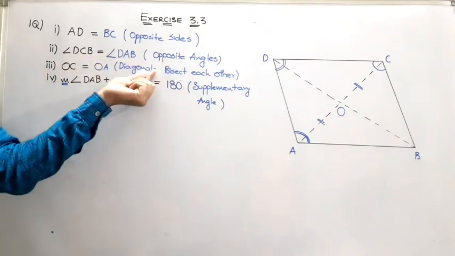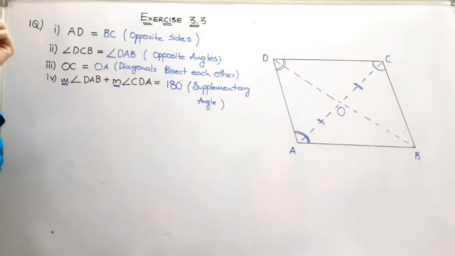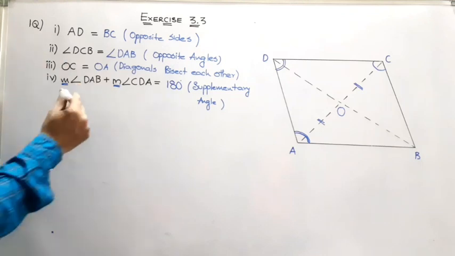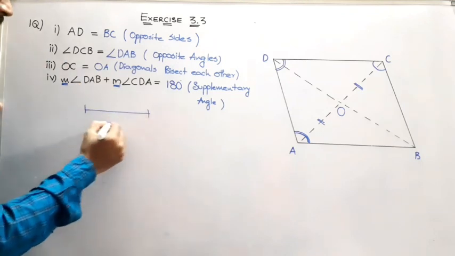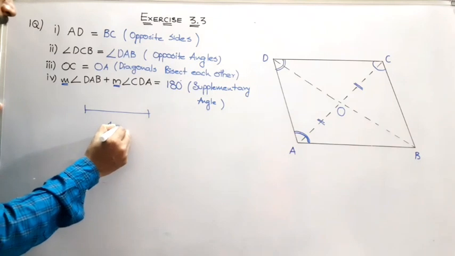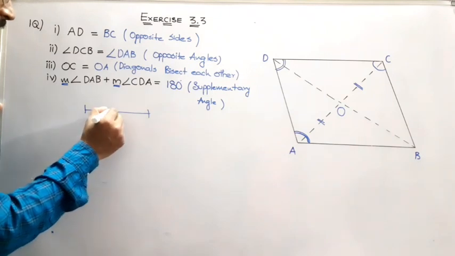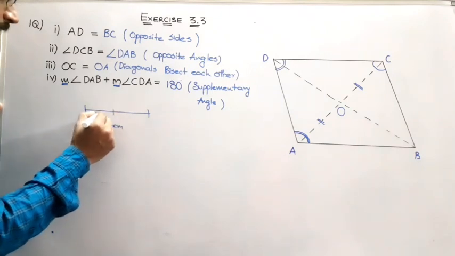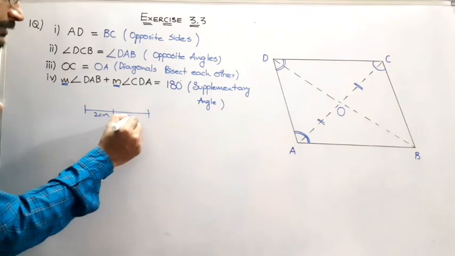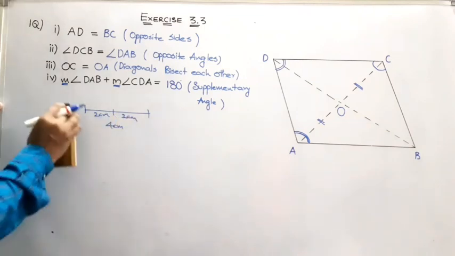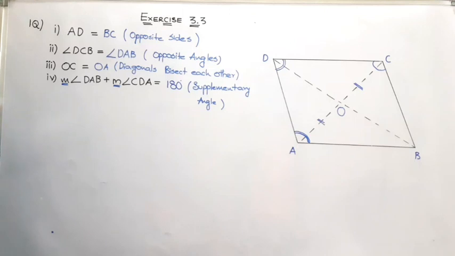And coming to the diagonals, diagonals bisect each other. Bisect means, I hope you already know this. For example, the length of this is going to be 4 centimeters in total. Bisector means it will make 2 centimeters this side and 2 centimeters other side. Okay, that is the meaning for bisector. So the diagonals bisect each other.